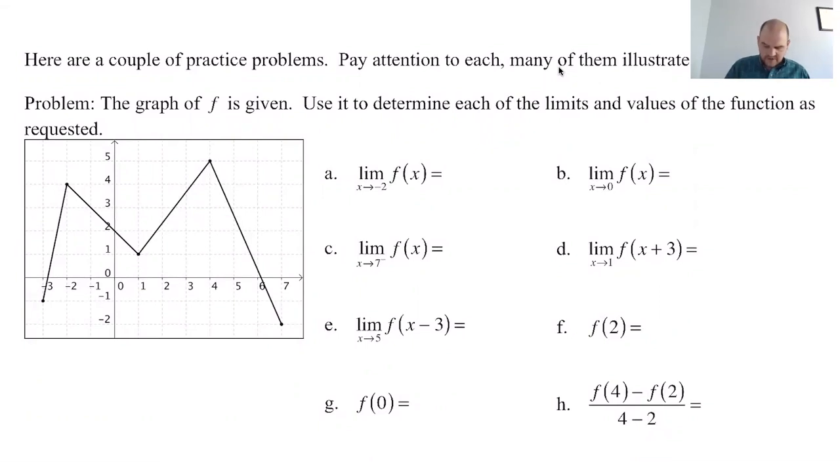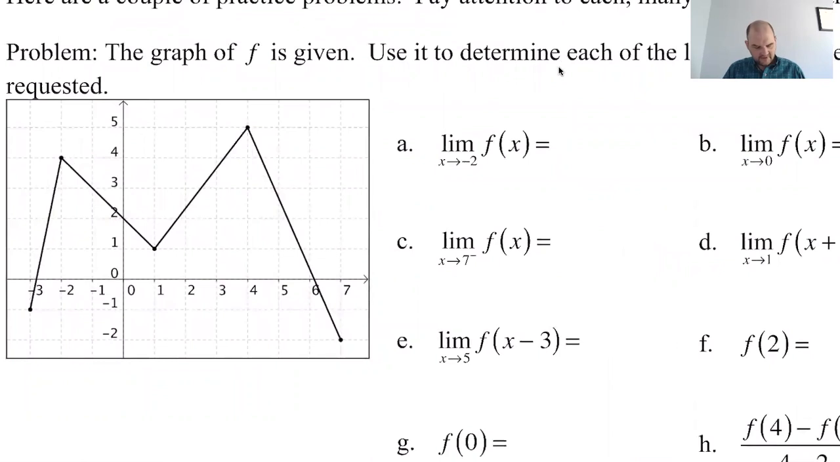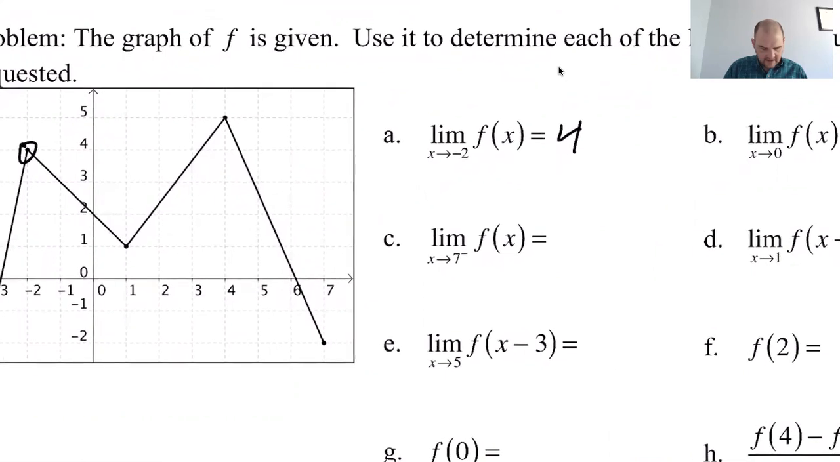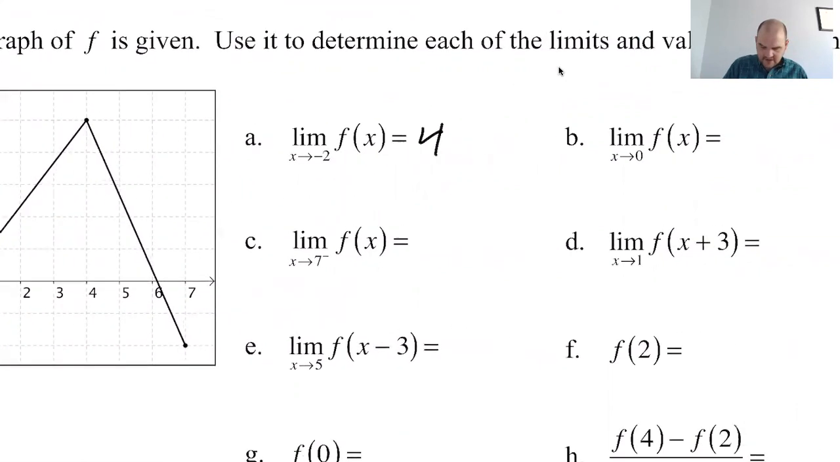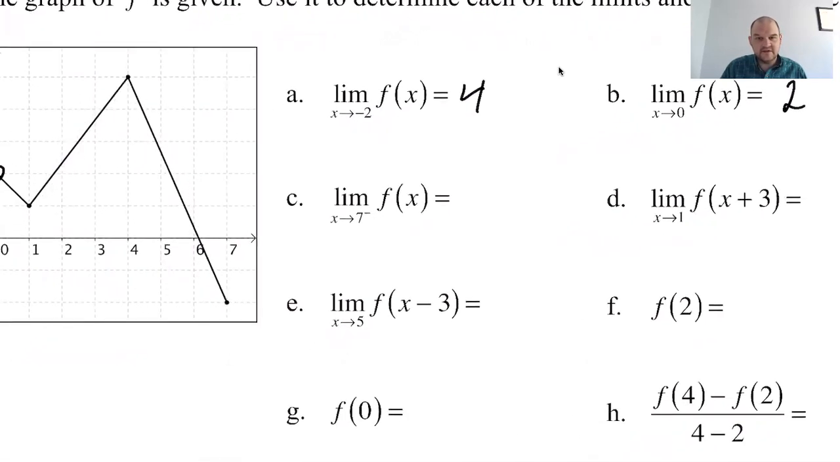So first question, limit as x approaches -2 of f of x. I look at the picture. This seems pretty straightforward. You're right there, so I'm going to say 4. Next question, limit as x approaches 0 of f of x. You can look and see that the limit from the left and the right are going to be equal. So we're going to end up right here. So that's going to be 2. So these are not bad. I hope it kind of continues like that.